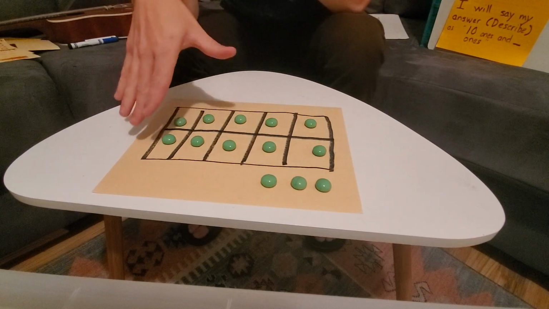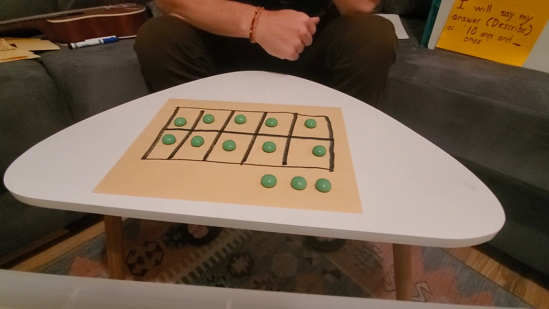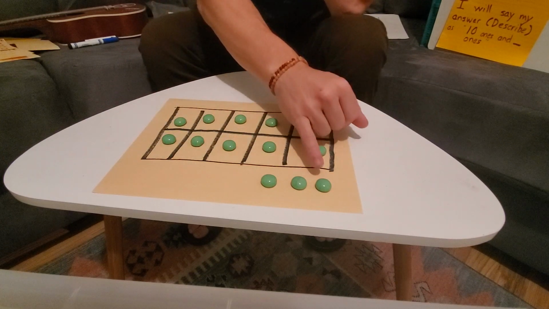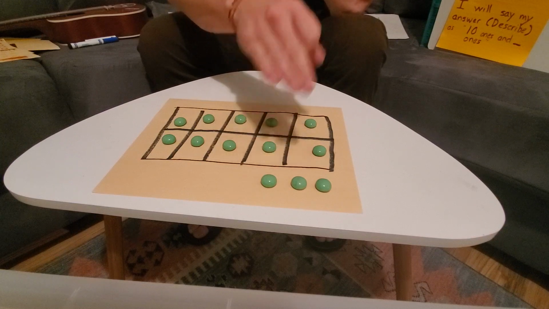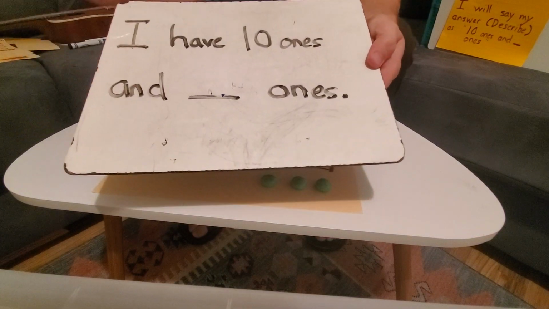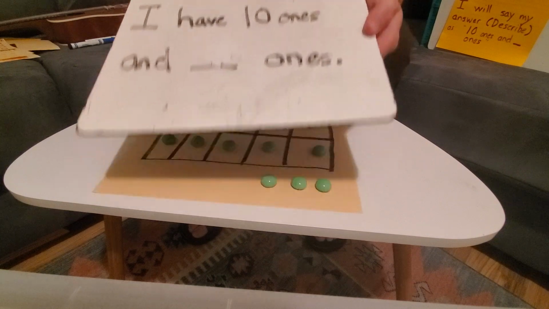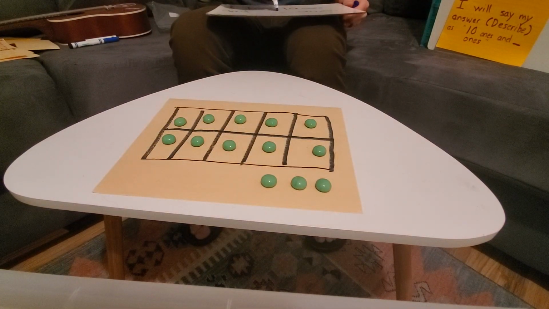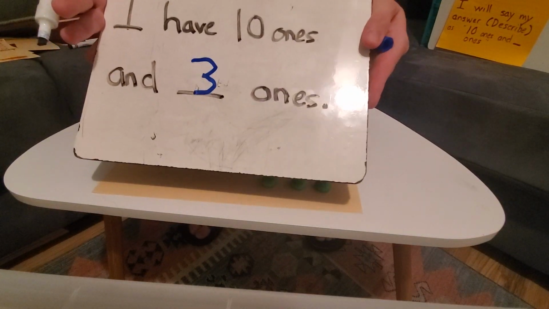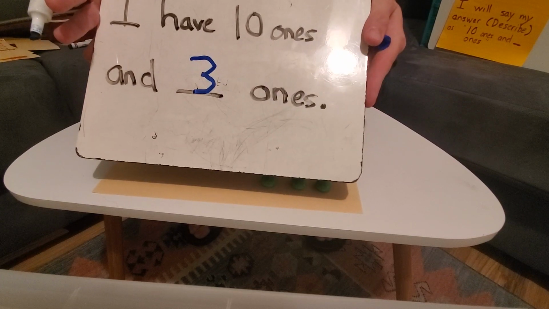So, how can we describe our set of Mancala beads? Right, we have 10 ones, but then how many more ones did we have? 1, 2, 3. You're right. So, we can answer our question, boys and girls, or describe our Mancala beads by saying I have 10 ones and what? Right, 3. And we know 3 goes around a tree, around a tree. That's the way we make the 3. So, to describe our Mancala beads, we would say I have 10 ones and 3 ones.